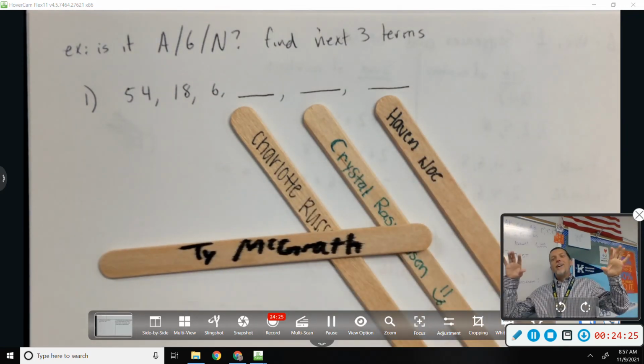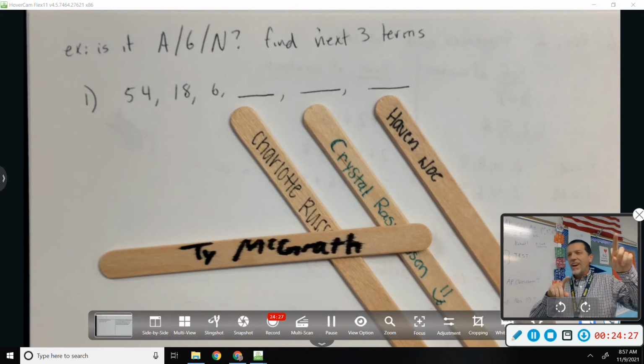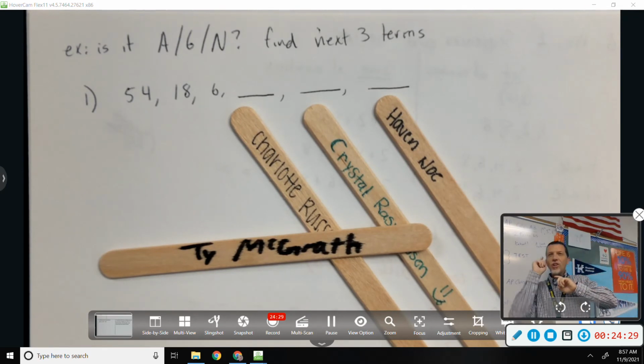Hold on, wait a second. Charlotte, do you know what number comes next? Do you see the pattern? 54, 18, 6. Don't say it out loud, unless your name's Charlotte. Charlotte, do you see the pattern of what's happening to get from one number to the next? You're dividing. What are you dividing by?